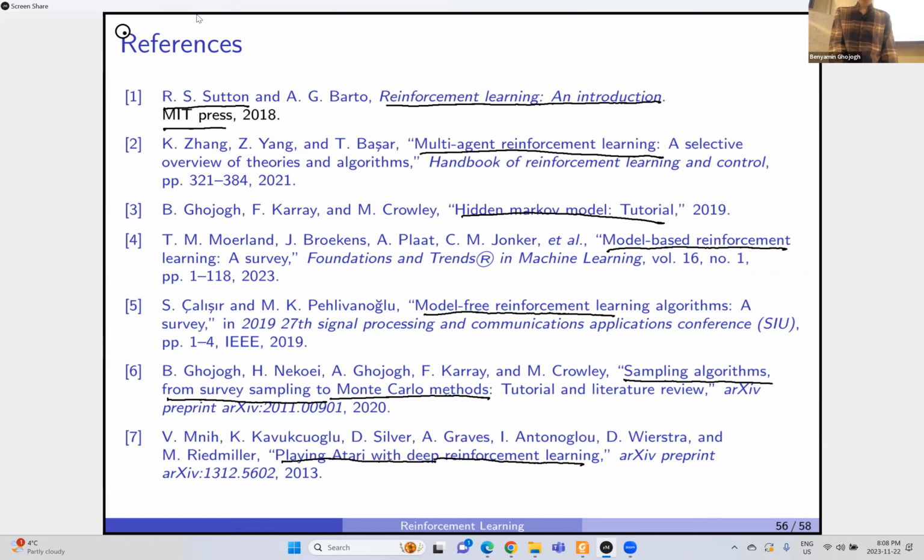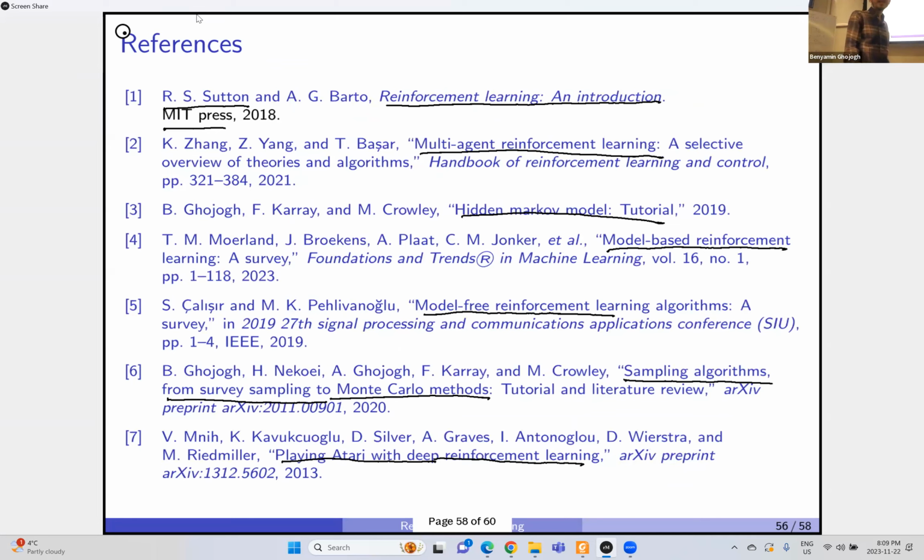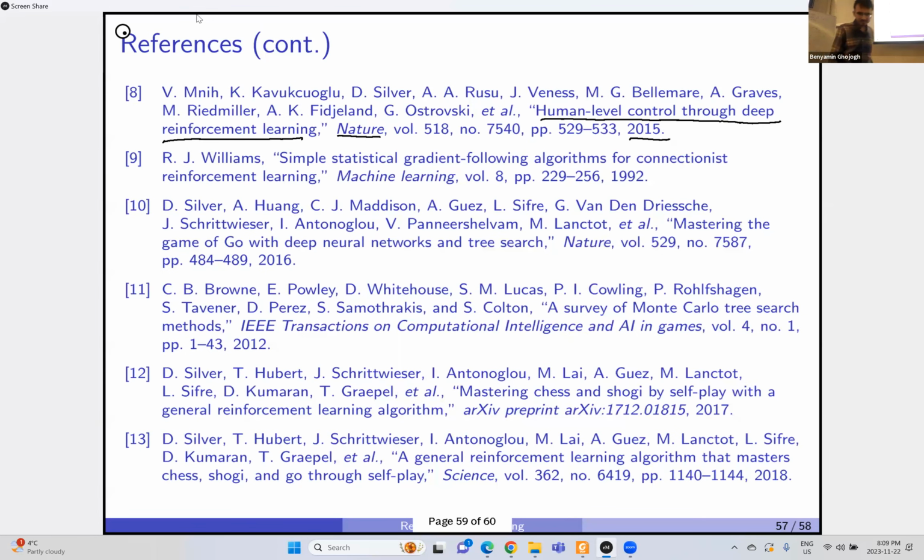This version was never published. It was on arXiv, but they published it under another name, in Nature in 2015, Human-level control through deep reinforcement learning. Some of the arXiv papers which were never published have thousands of citations. This one, I don't remember.